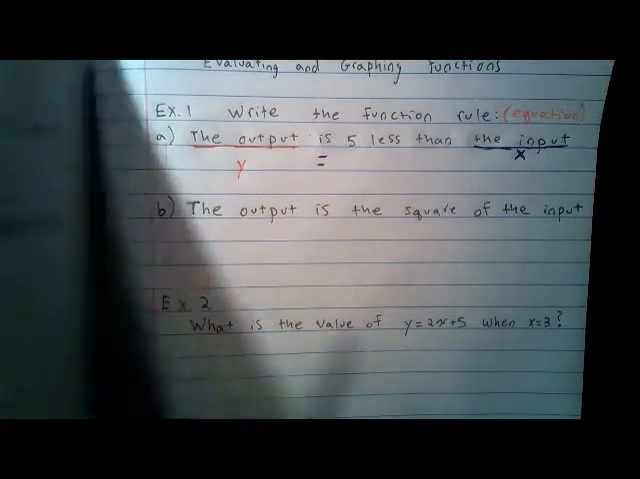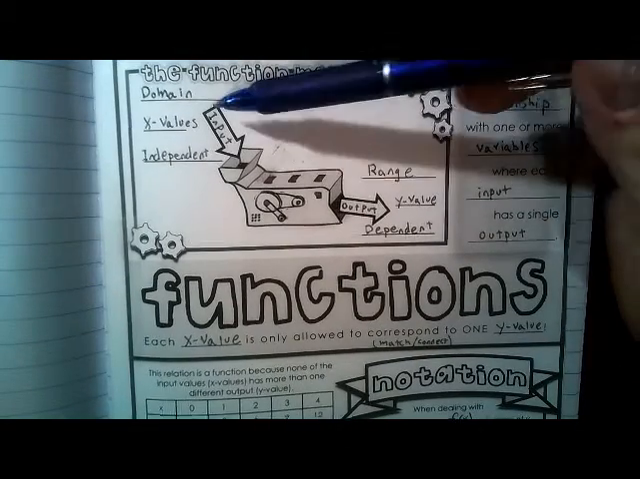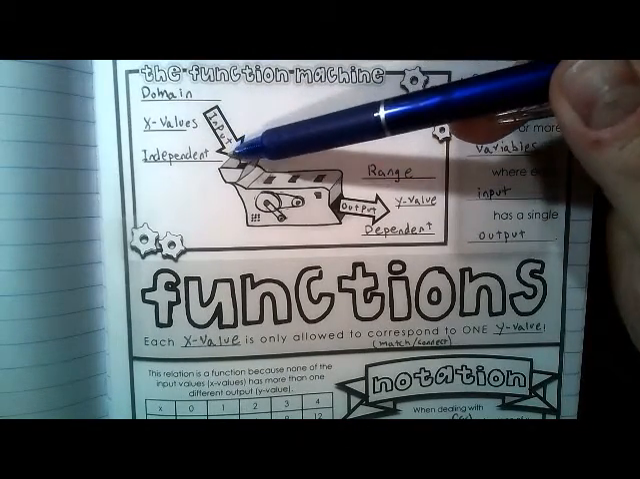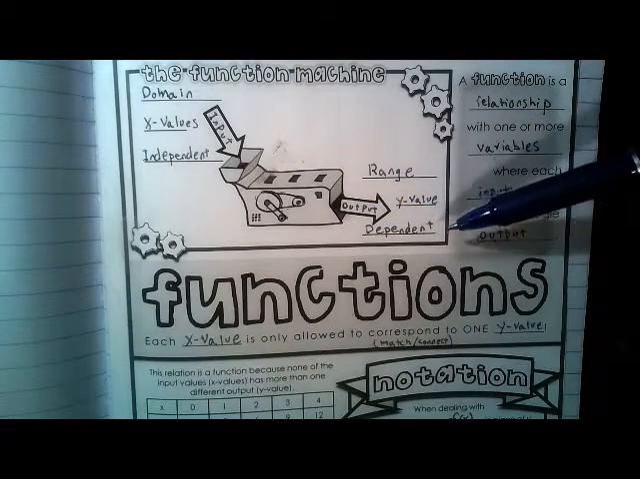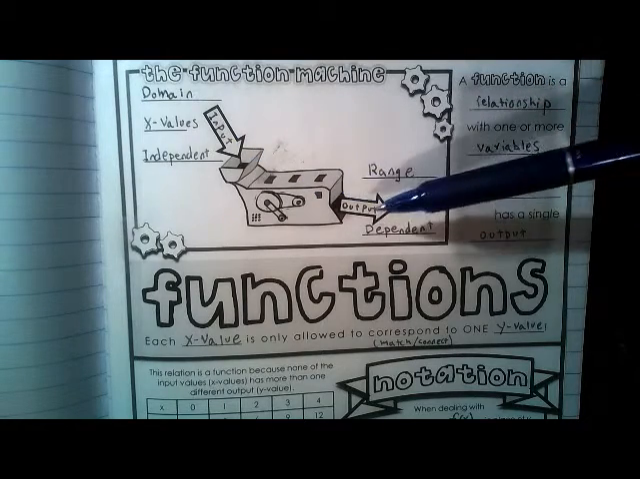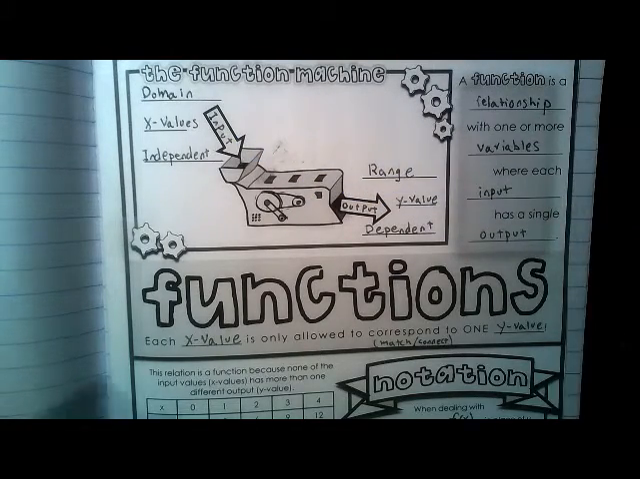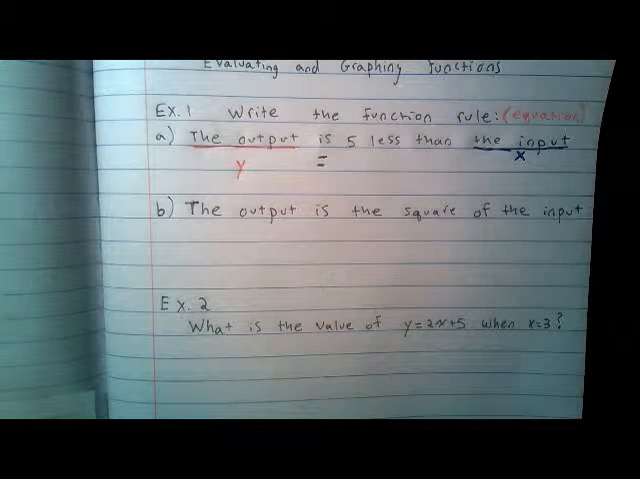Think about this. If our output is 5 less than the input, and we were to put in 20, well, 5 less than 20 is 15. So out would come 15. So what are you really doing to that 20 that makes it go to 15? The operation you're doing is subtracting.